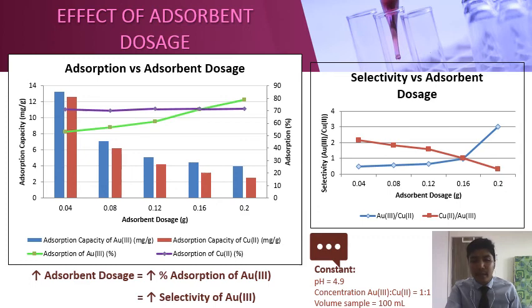For the second graph, it shows the increasing trend of Au3+ selectivity. It can be explained by the number of active sites, which is the amine group, increasing since it is proportional to the adsorbent dosage. These amine groups are available to adsorb a high amount of Au3+ compared to Cu2+, which contributes to higher selectivity of Au3+ than Cu2+.